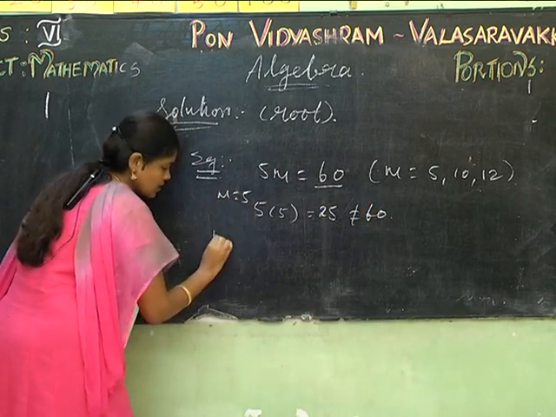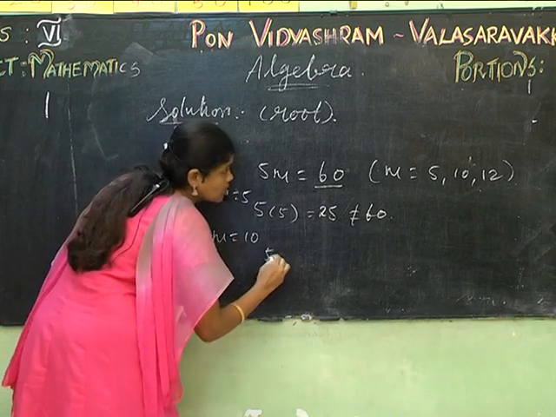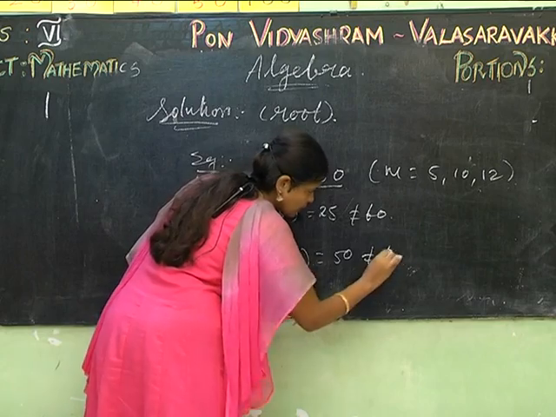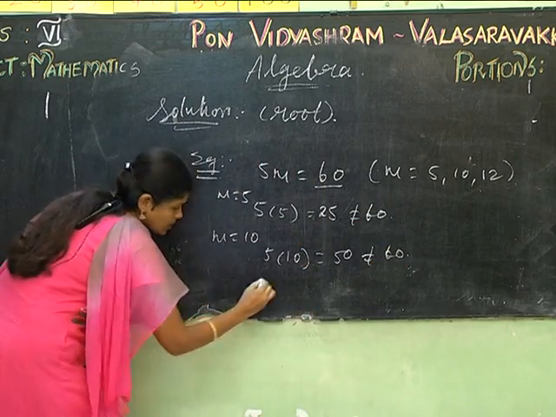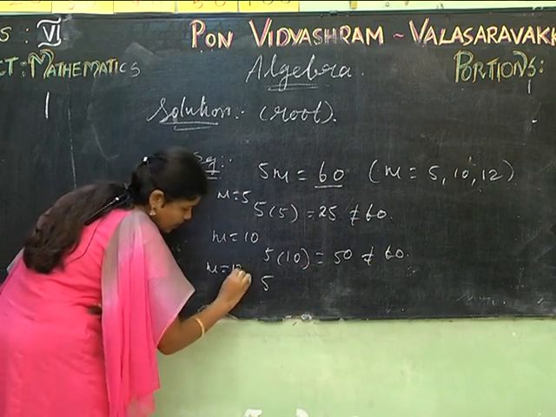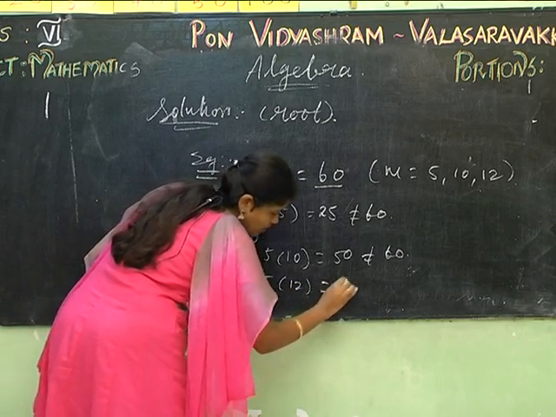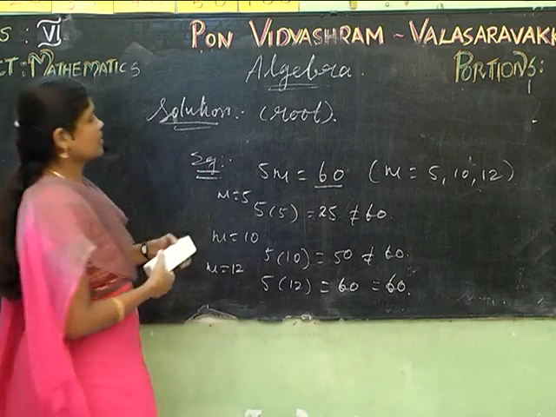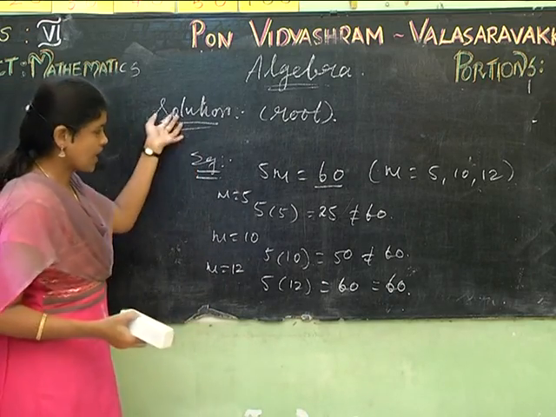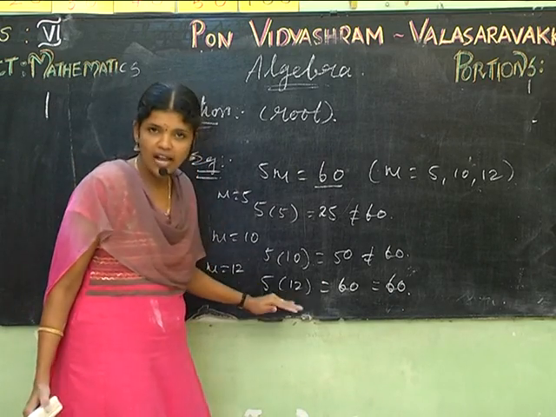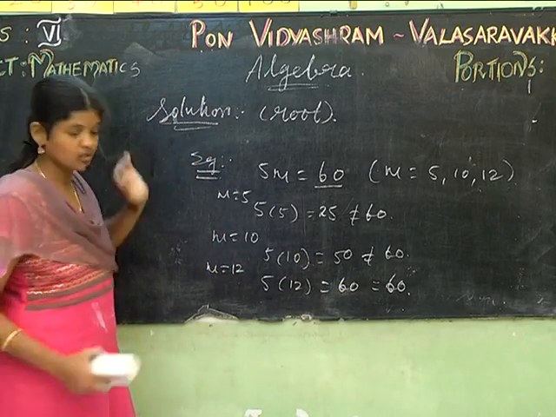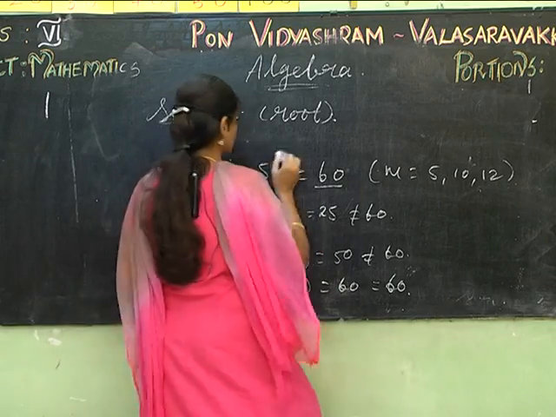Then second one is m is equal to 10. So 5 into 10, it is 50. This is also not equal to 60. So next one is m is equal to 12. So 5 into 12 is equal to 60. So this is equal to 60. Solution means you can apply one value, and that value should satisfy this equation. It is called a solution. Okay, so this is called the trial and error method.